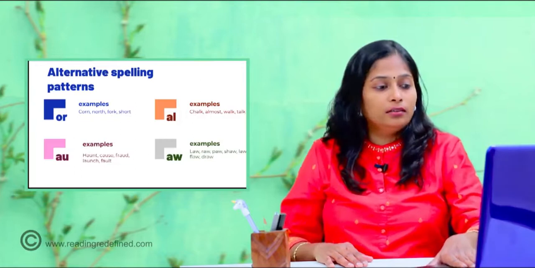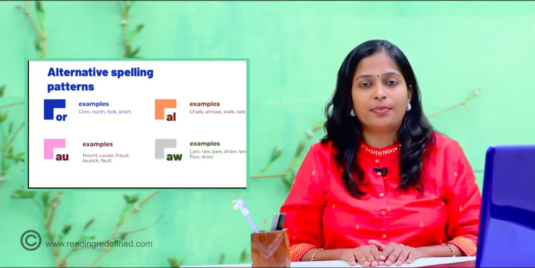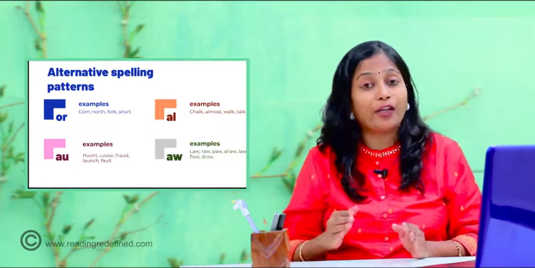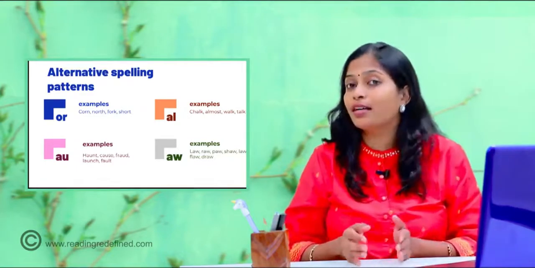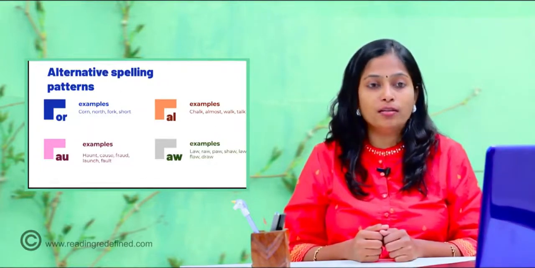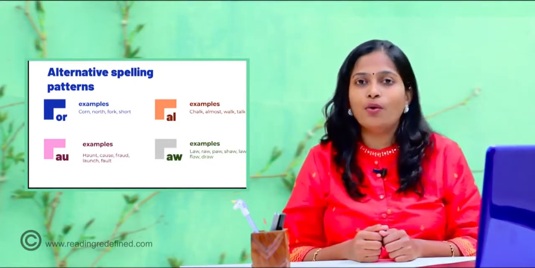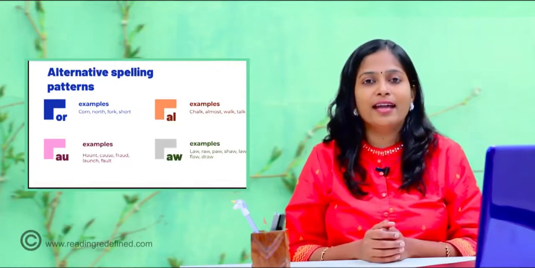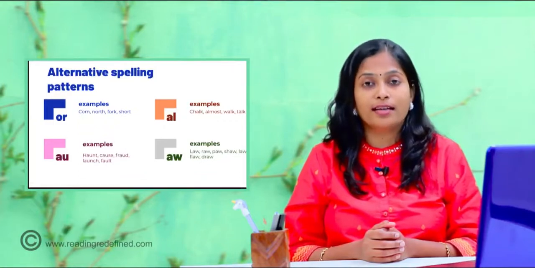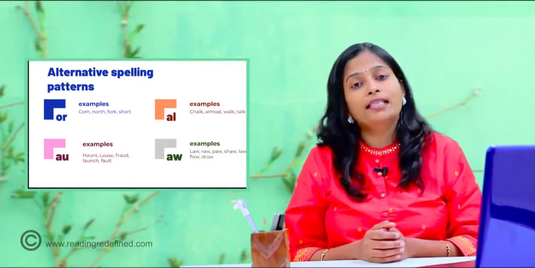So now coming to the O spelling pattern, the alternate spellings of O. AL takes the sound of O, AU takes the sound of O, and AW takes the sound of O as well. Words like cone, north, fork, short take the sound of O with the spelling pattern OR. The same way AL, in words like talk, walk, chalk, almost, takes the sound of O with the AL spelling pattern.